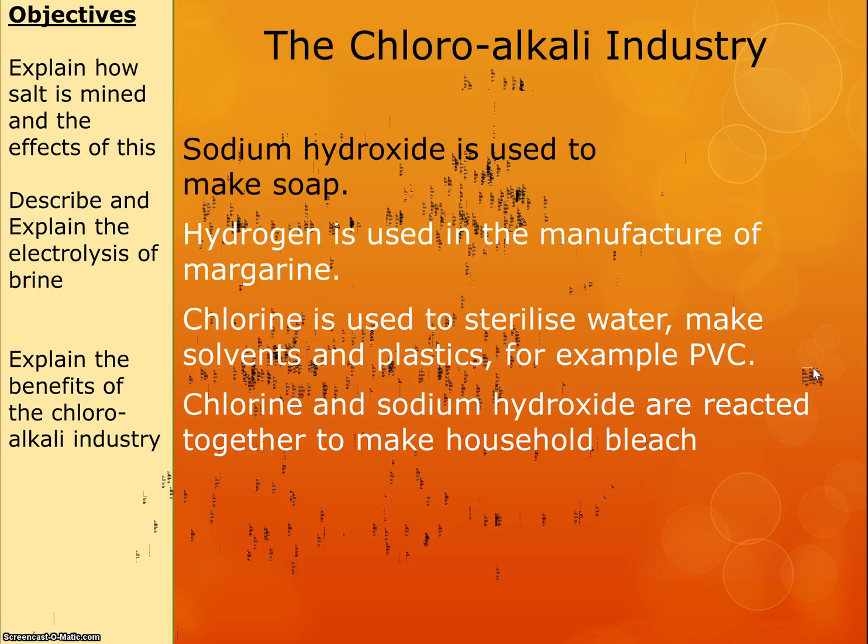Okay, the last little thing is on the Chloro-alkali Industry, which is basically what we've been talking about here. It's the electrolysis of the brine to give us the sodium chloride and to give us the chlorine and the sodium hydroxide. So for the foundation paper, you just need to know that we use sodium hydroxide to make soap. For the higher paper, they'd like to know that hydrogen is used in the manufacture of margarine. Chlorine is used to sterilise water, make solvents, plastics, so it's in PVC. And chlorine and sodium hydroxide can be reacted together to make bleach.